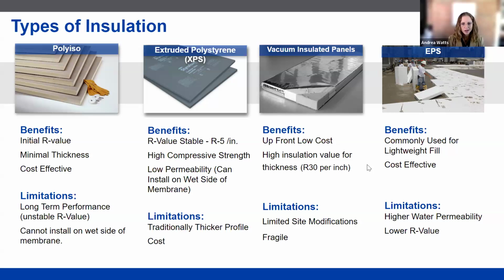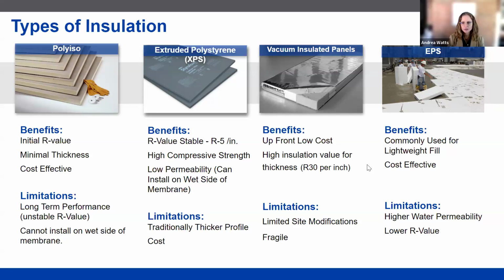I'm going to talk about them in a slightly different order than we show them on the screen here today, because we're going to start with the most R value per inch, and that's the vacuum insulated panels. These are clearly first when it comes to R value per inch. It's also clearly first and the most expensive because of the R value per inch and how they're manufactured.